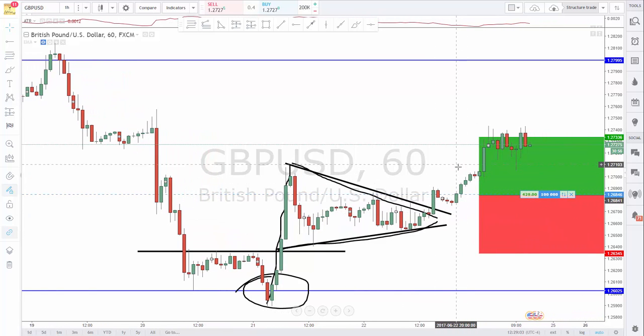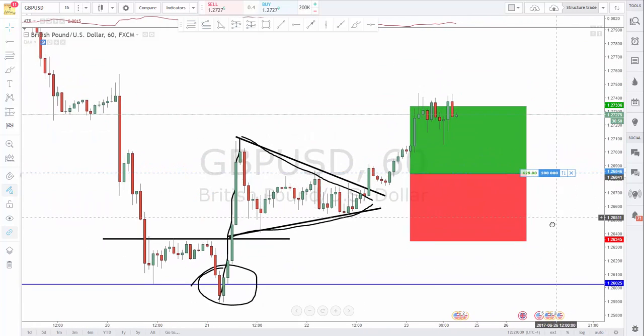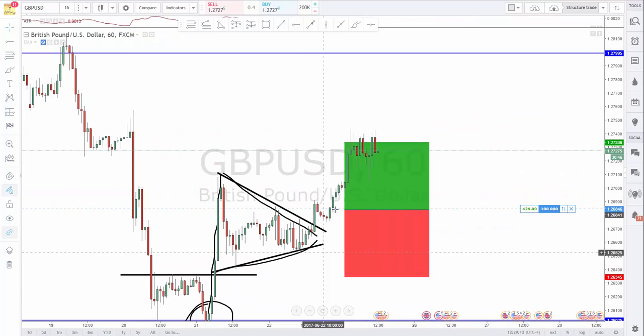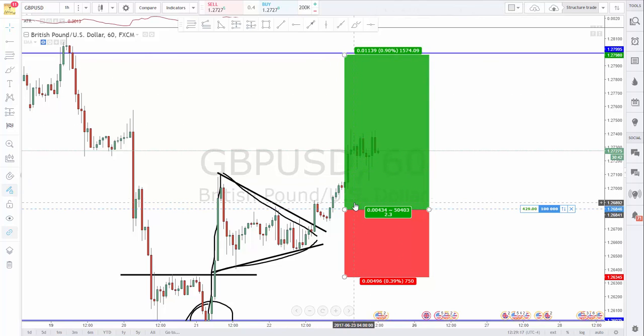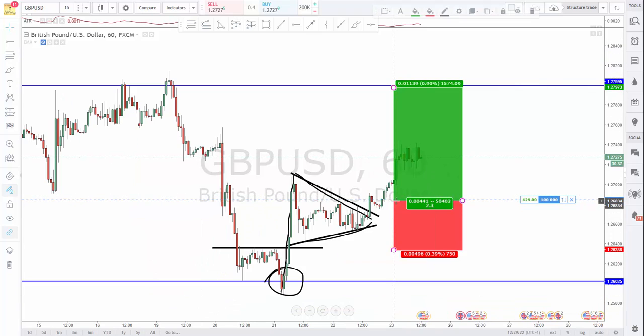Currently, we've hit our first targets that were set at a 1-to-1 risk reward. And we'll be waiting to see if this market can push even higher off of this daily support level, hopefully all the way back up to our daily resistance, which would give us a pretty good profit on this trade here on the pound dollar. So I just wanted to share that with you guys.